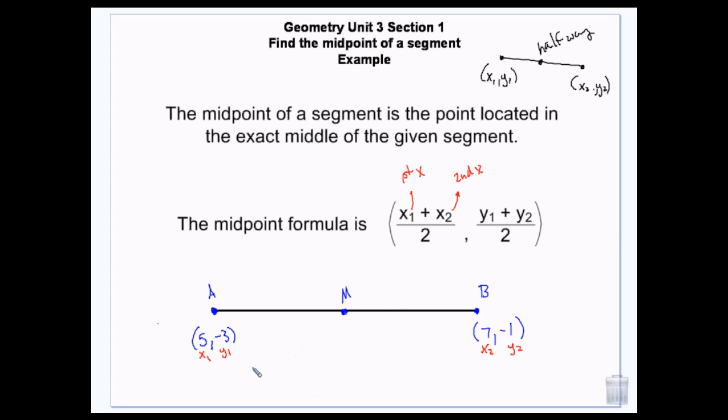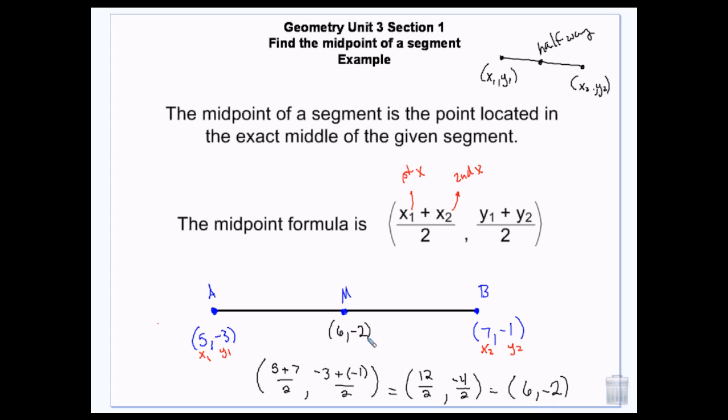So I plug those numbers into the midpoint formula, and now it's in parentheses like this because points are in parentheses, so it's parentheses with a comma. So I have x1 plus x2 divided by 2, and then y1 plus y2 divided by 2. So that's 12 over 2 and -4 over 2, so that is 6, -2. So my midpoint would be 6, -2.